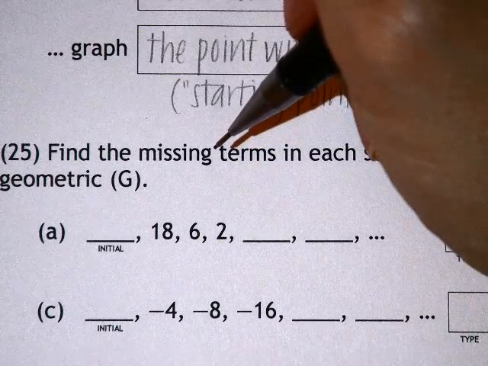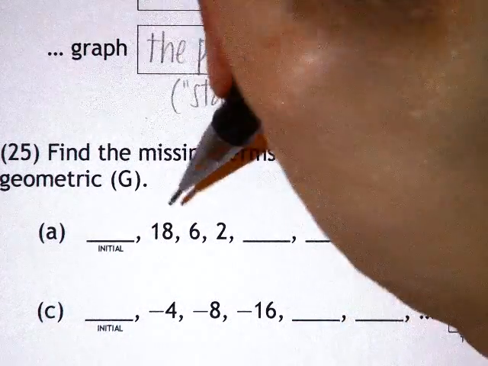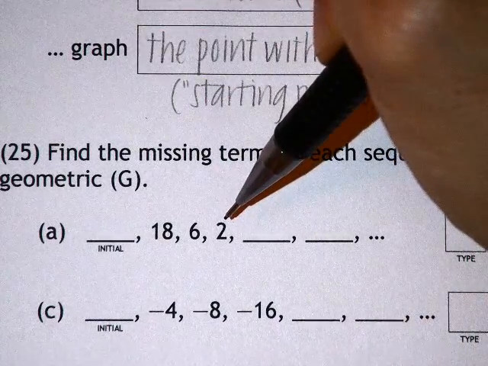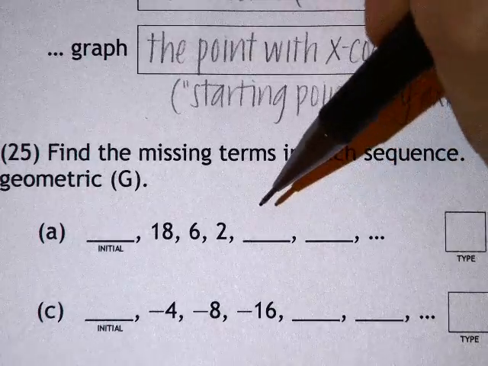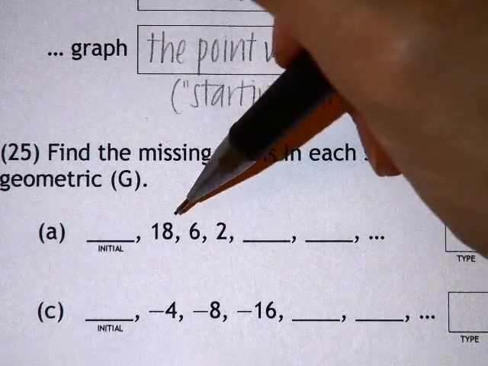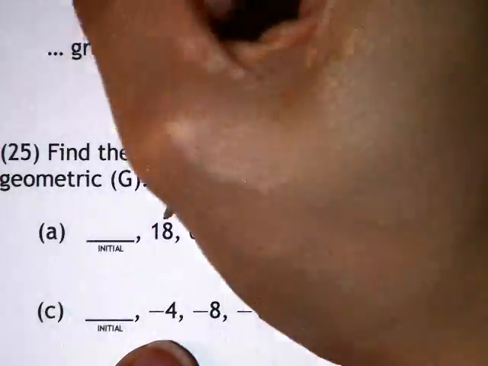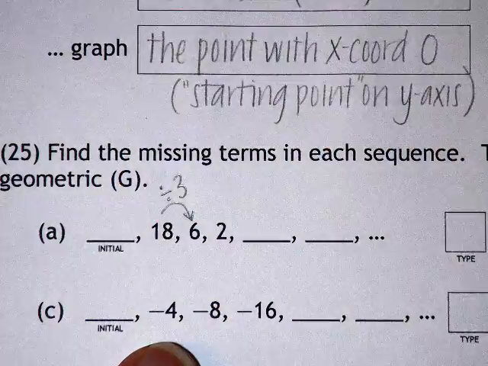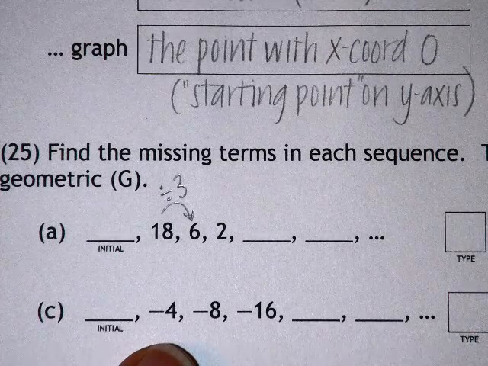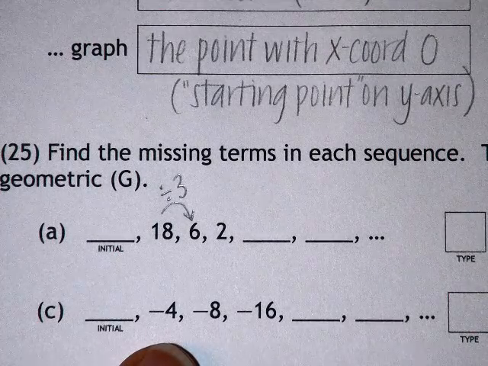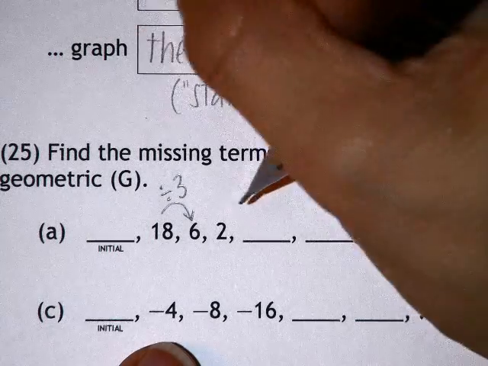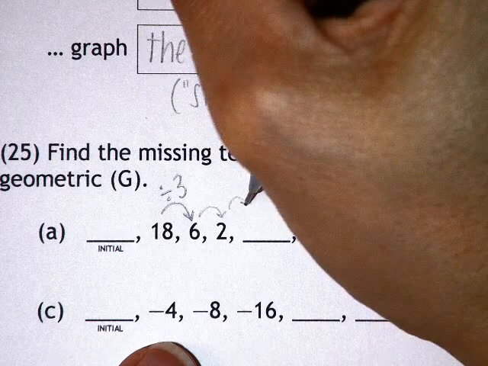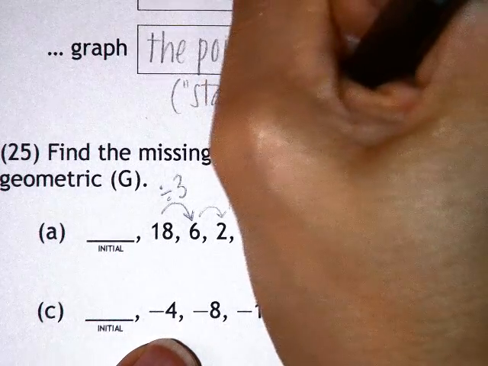So let's think about other operations. 18 and 6. Ooh, 18 divided by 3 would be 6. And 6 divided by 3 would be 2. So it actually seems like that would work. It seems like dividing by 3 should do the trick. So I'm going to assume for a second that the pattern must be dividing by 3. If the pattern is dividing by 3, that means I have enough information to keep the pattern going. 6 divided by 3 is 2. 2 divided by 3 is 2/3.